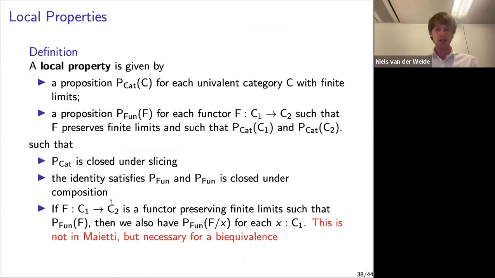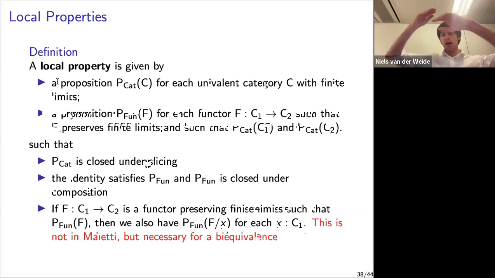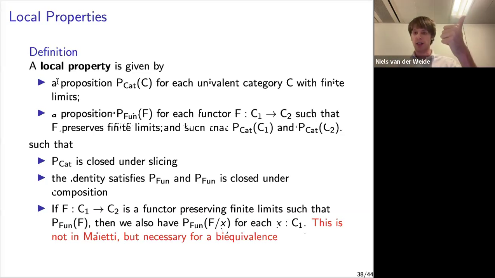So what is a local property? On this slide, I've reformulated it for univalent categories because that fits the idea of the talk. So first, we have some kind of property on categories with finite limits, for instance, having a subobject classifier or being exact or whatever.